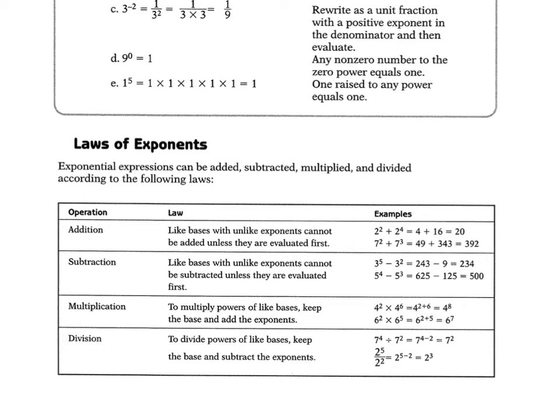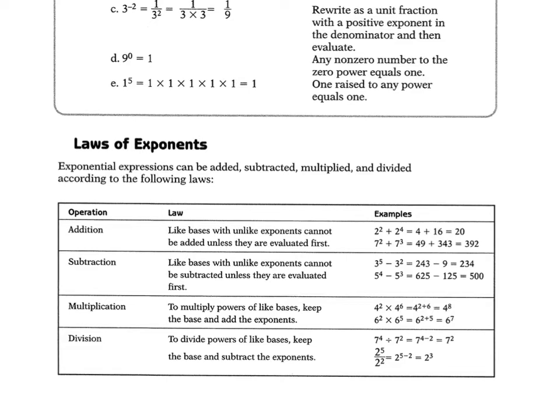For the multiplication, when you multiply powers of like bases, you can keep the base and add the exponents. This is only done if your bases are the same. So if we had 4 to the second power times 4 to the sixth power, you can do 4 to the eighth power because your base of the 4 is the same in both terms, and you're multiplying them.